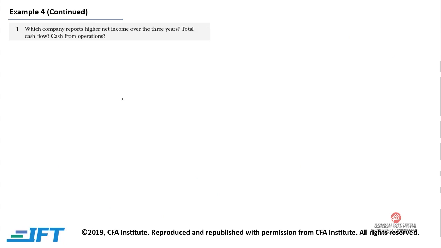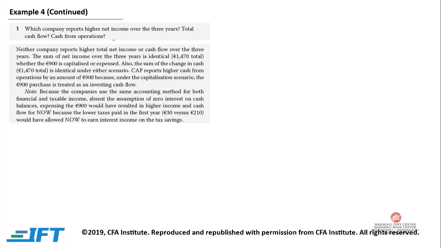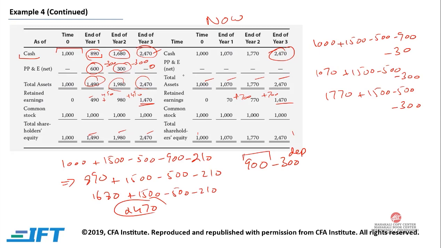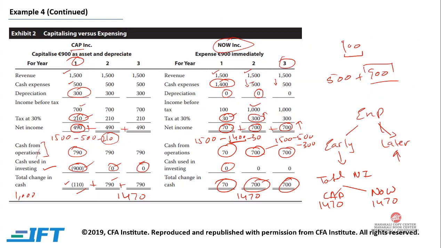Now the question is, which company reports higher net income over the 3 years? Total cash flow from operations. Now as we have discussed, total net income would be the same, and again the total cash flows were the same as well. Neither company reports a higher total net income or cash flow over the 3 years. The sum of net income over the 3 years is identical, 1470, whether the 900 is capitalized or expensed. As we have mentioned before, the cumulative net income 70 plus 700 plus 700 is equal to 1470, and 490 plus 490 plus 490 is again the same number.